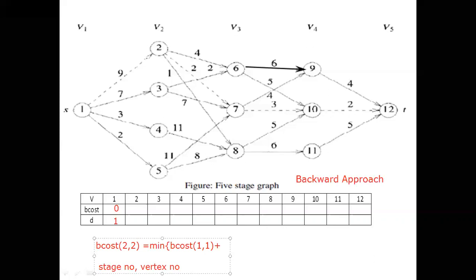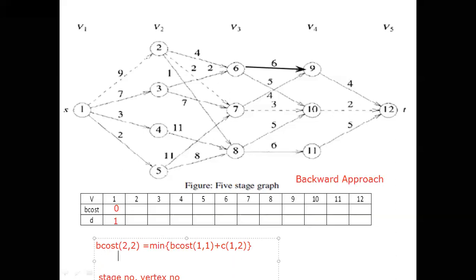plus, what is this? B cost of 1, 1. What is the shortest path up to 1? That value we will get here. That is none other than 0 plus the cost C from 1 to 2. How to write that one? C of 1, 2. Right? And we have to close this flower bracket. In the first lecture, in the forward approach, most of the time I did not close it. You should close this one, right?